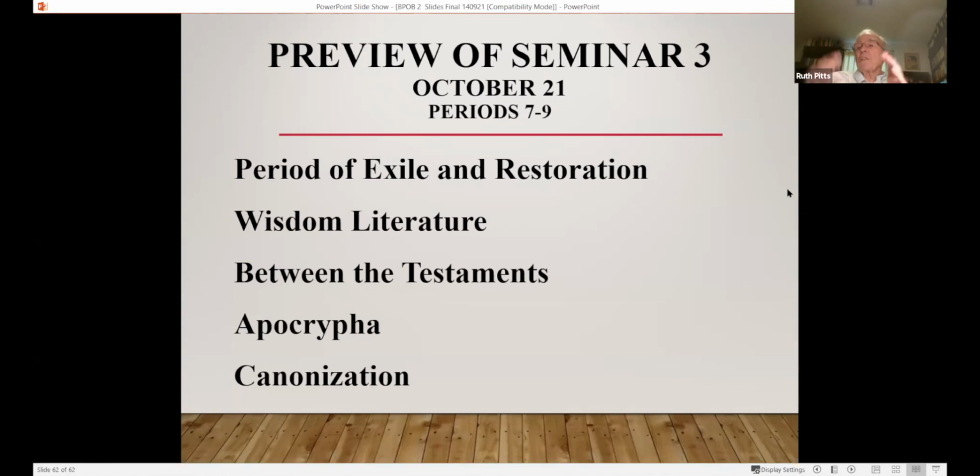So this is what we oftentimes call between the testaments, and what's happening at the end of the Old Testament and into the time of the New Testament. So the Apocrypha is written at this point in time as well.